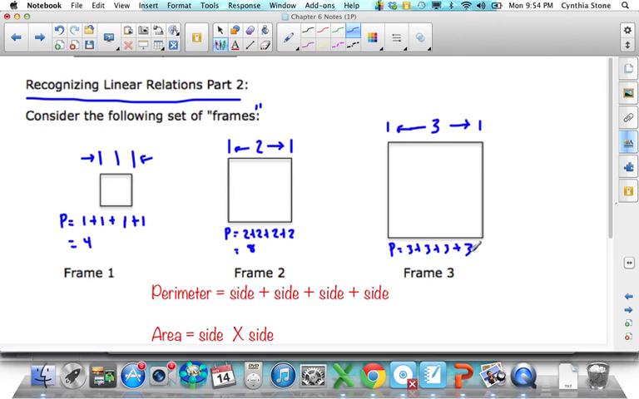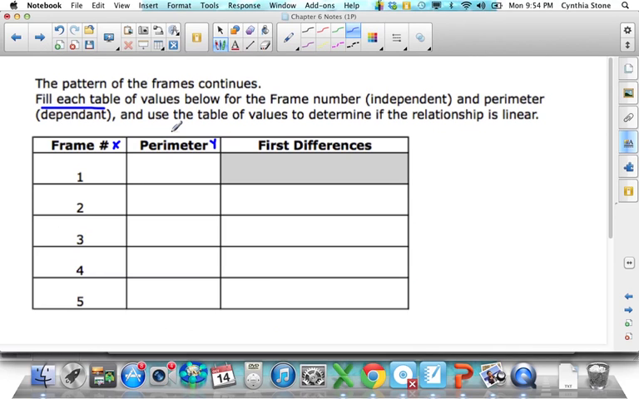So let's fill out the table of values, at least with the information we have. That was going to be 12, right? Equals 12. So let's fill that up in our table of values. The perimeter of the first one is 4, and in the second frame, it was 8. And in the third one, it was 12.